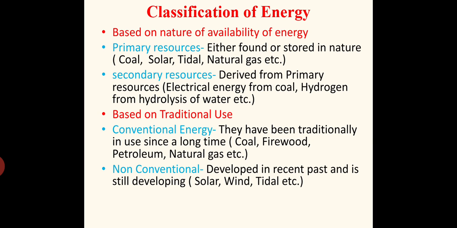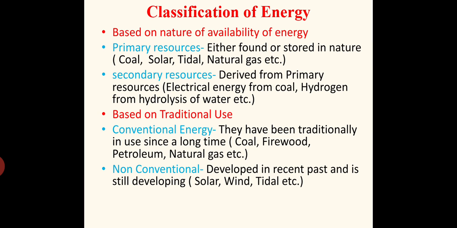Electrical energy from coal. See, coal itself is a resource of energy. If we burn it, we will get the energy in the form of heat energy, and it is coming under primary resources. But if coal is burned and steam is produced, and steam is used to run the turbines to produce mechanical power, and that is coupled to a generator to produce electricity, in that case the energy available from the coal is converted to another useful form of energy, that is electrical energy. So electrical energy is actually a secondary source of energy. Like that, hydrogen from electrolysis of water is an example of a secondary resource.